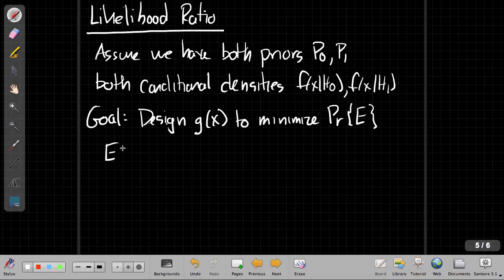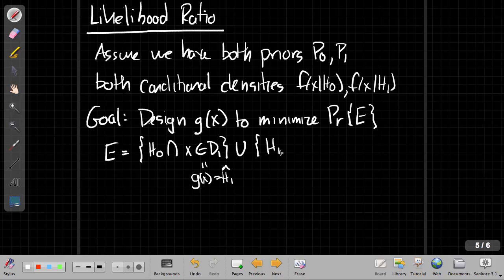The event error is a union of two disjoint events. One is that H0 is true, and we get a value of x that's in the decision region D1. This is the place where we're going to say we've made a bad choice. We guessed H1. Or H1 was really true, but the value of x we got fell in the decision region D0.